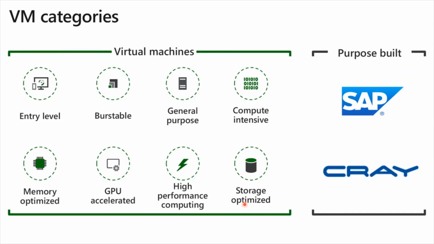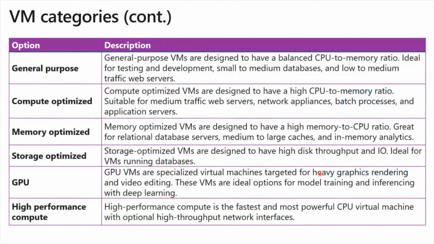You have VM categories, so you have virtual machine types like entry level, which is just for testing purposes. You have burstable, you have general purpose virtual machines, you have compute intensive virtual machines that are used for, let's say, image analysis or other types of analytics. You have memory optimized, GPU accelerated, high performance computing, and storage optimized, and you also have purpose built, which are SAP and Cray. So these are the virtual machine categories you could use for your organization depending on your use.